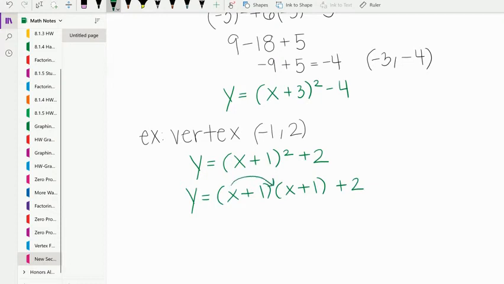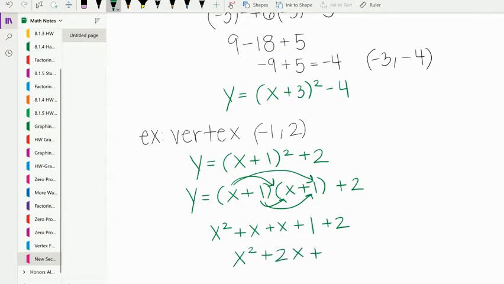So I'm going to use distributive property. So x times x is x squared. x times 1 is x. 1 times x is x. And 1 times 1 is 1. And then we have that plus 2. So when we combine like terms, we get x squared plus 2x plus 3. And now we have it in standard form.